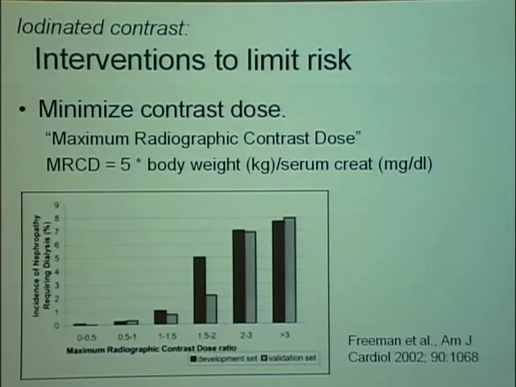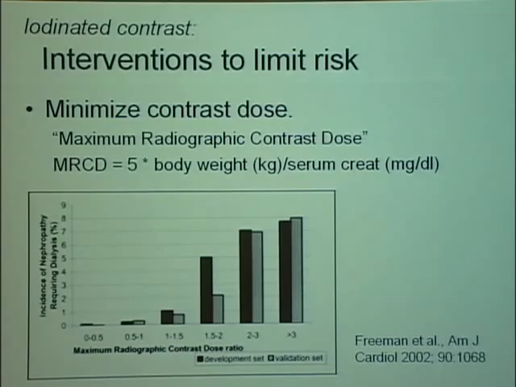A second thing that clearly is useful is to minimize contrast dose. Some authors came up with an interesting quantity they call the maximum radiographic contrast dose, which they propose to be 5 times the patient's body weight in kilograms divided by their serum creatinine. I'm not sure where they got that, but it turns out that the amount of contrast you get related to that number correlates very strongly with your risk of contrast nephropathy. So if a patient gets their MRCD or slightly more than that, the risk of contrast nephropathy requiring dialysis is really very low. But once you get very far above that, the risk of renal failure requiring dialysis markedly elevates.